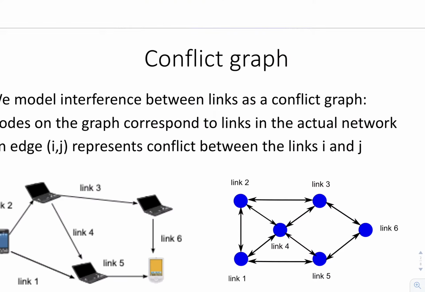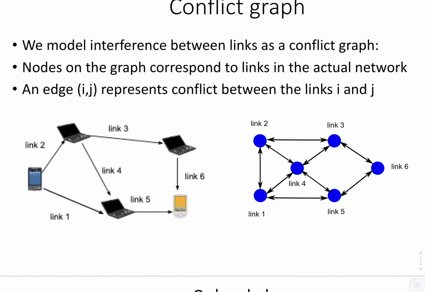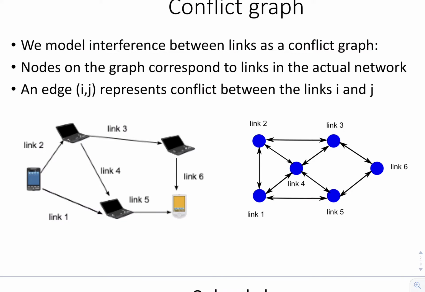Now, let's see. We will model the interference between links as a conflict graph. So we will have a simplifying assumption that two links that interfere with each other cannot be used at the same time. The interference graph basically states which links cannot be active at the same time, cannot be active together. So this is the diagram of the example network, which shows the actual communication links, and this is the corresponding conflict graph.